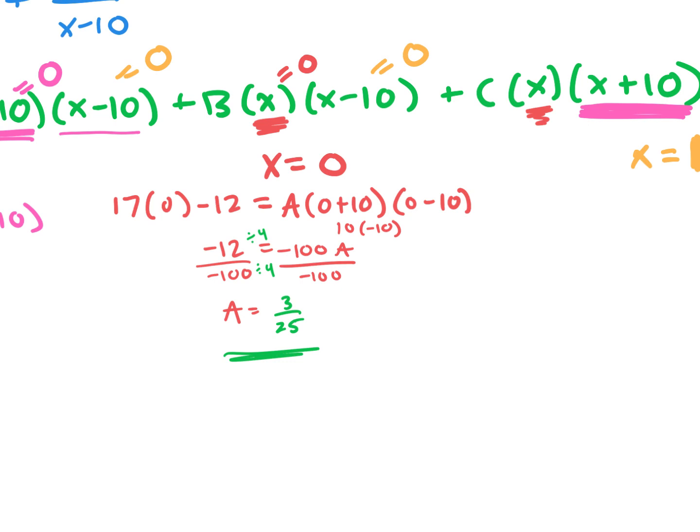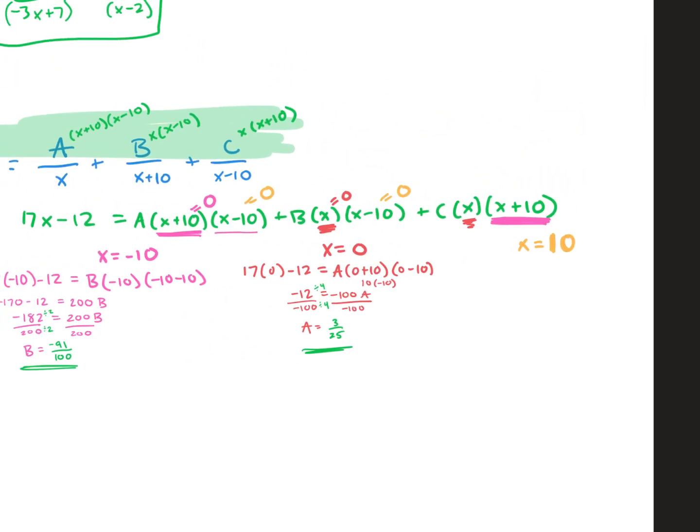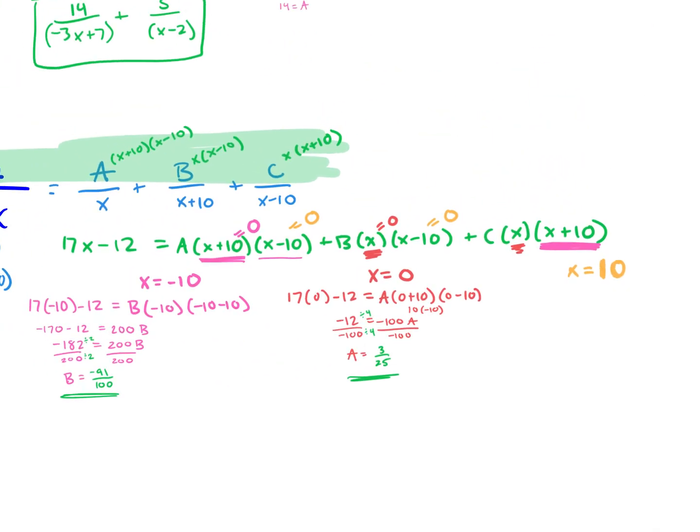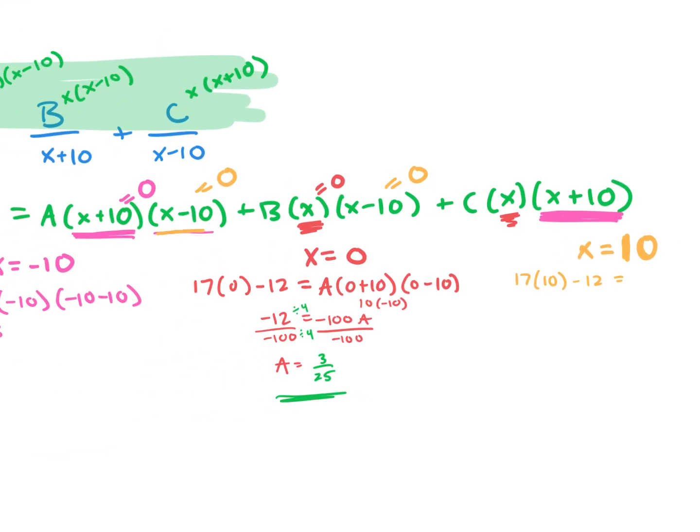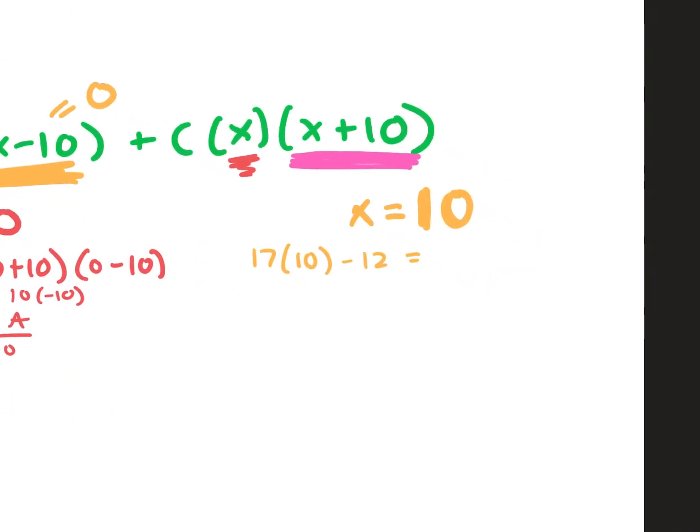All right. So last, I'm going to plug in 10. This is 17 times 10 minus 12 is equal to, what happens when I plug in 10 here? It becomes 0, so A cancels out. What happens when I plug in 10 here? It cancels, so B goes away, and then C, I can plug it in. So I have C times 10 plus 10.